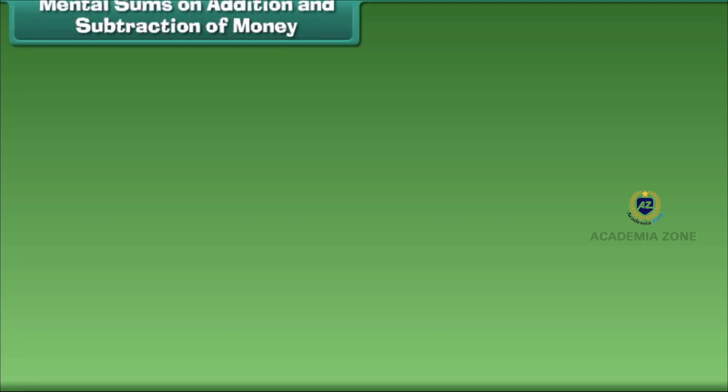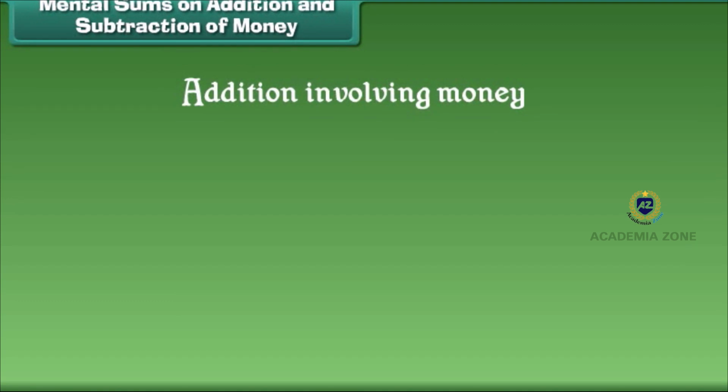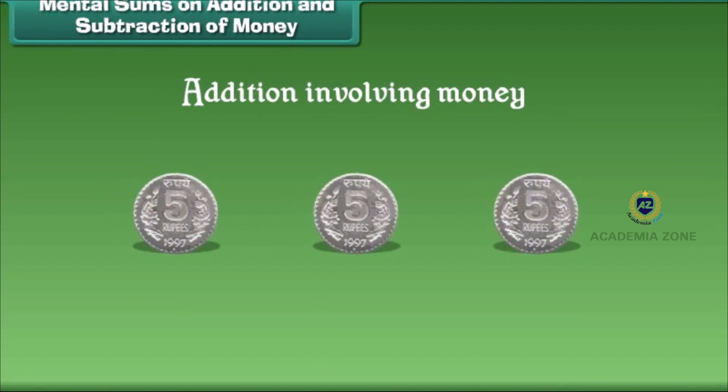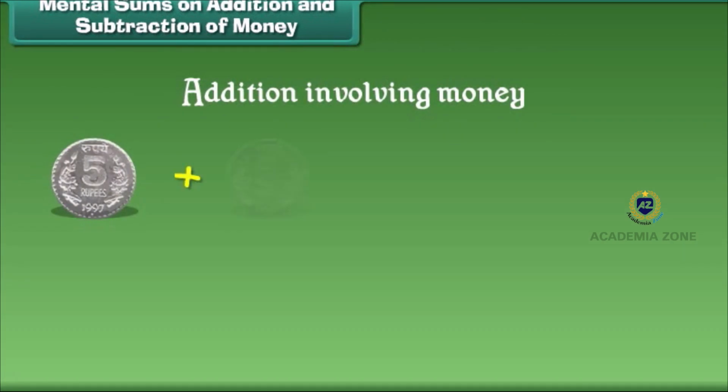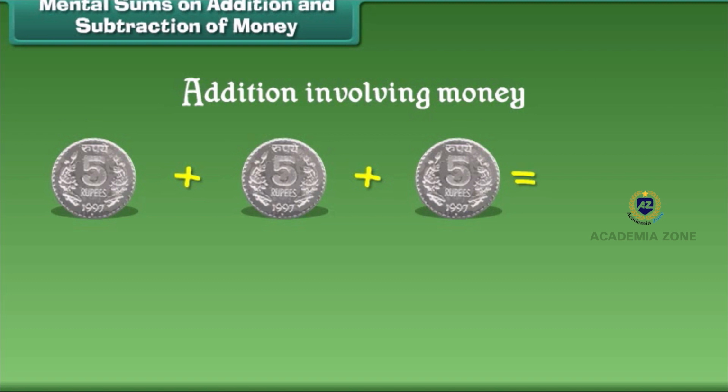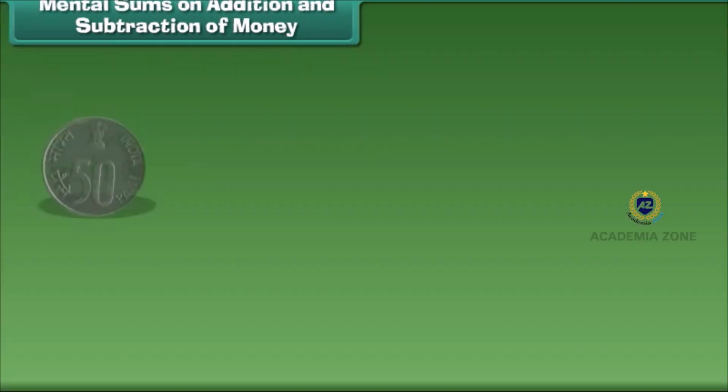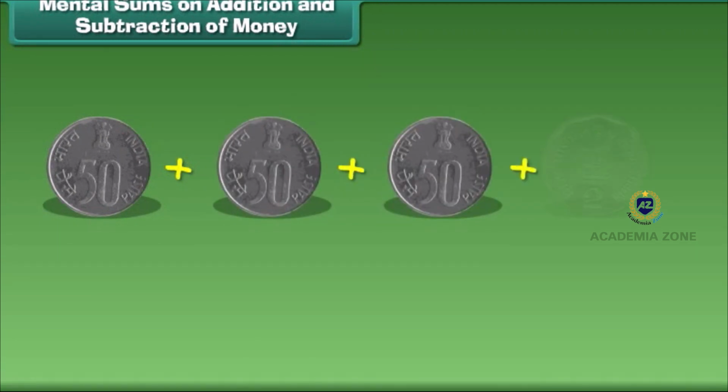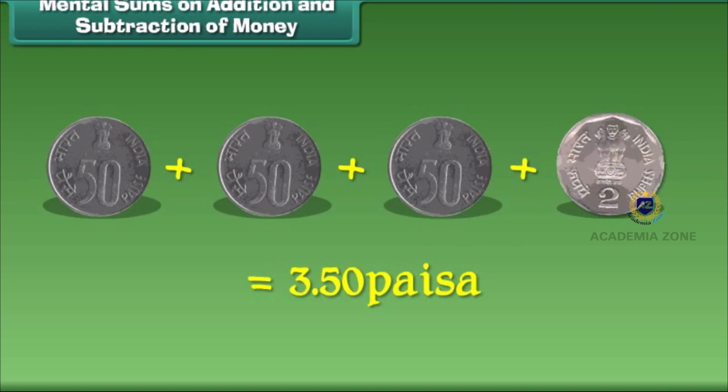Now let us learn about addition involving money. If I have 3 5 rupees coins, then can you tell me the total rupees I had? Add 5 plus 5 plus 5, which is equal to 15 rupees. Now I have 3 50 paise coins and a 2 rupee coin which is equal to 3 rupees 50 paise.